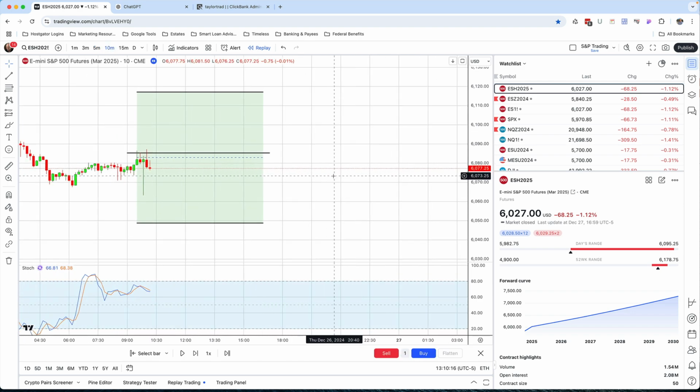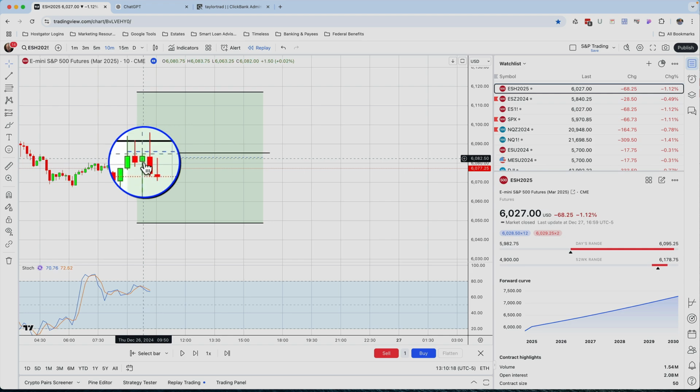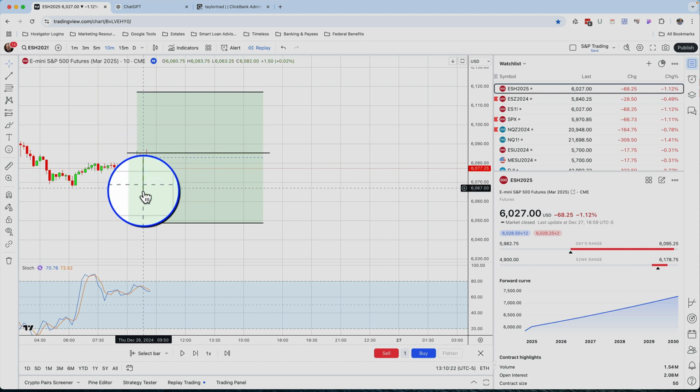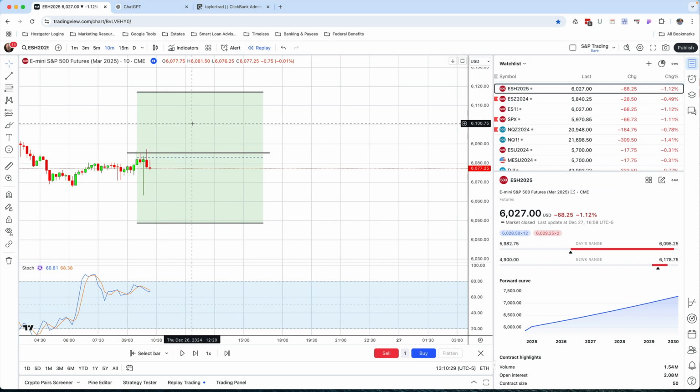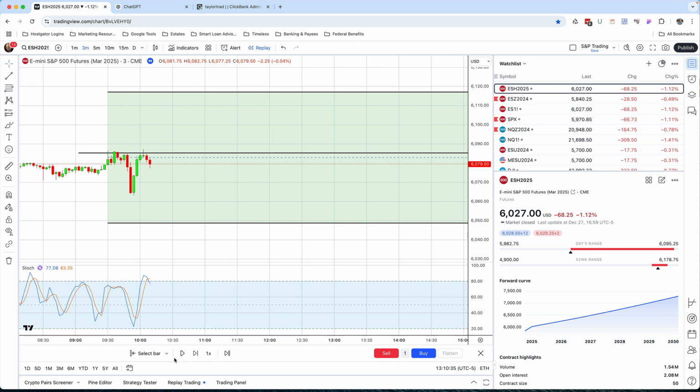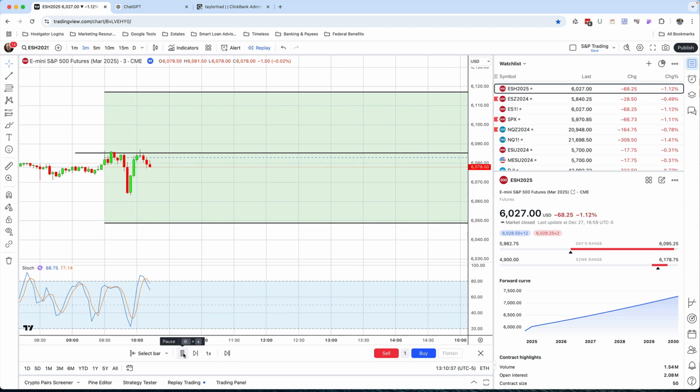I'm going to zoom in, and do you see this candle? This is the candlestick play. When you see this, which way is the market going to go? The market's going to go up here. So let's continue as the market traded. I'm going to go back to a 3-minute candle and continue the day.